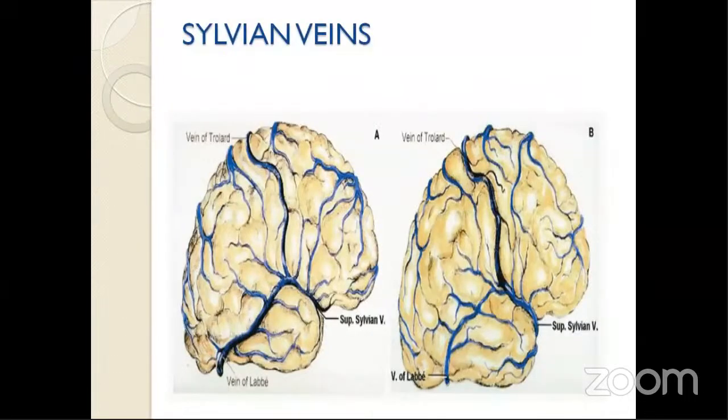So now discussing the Sylvian veins. In this image, we can see the superior Sylvian vein. Here, the vein of Trolard connects the superior sagittal sinus to the superior Sylvian vein, and it drains into the superior Sylvian vein superiorly. And below, we can see the vein of Labbe. It connects the transverse sinus with the superior Sylvian vein.